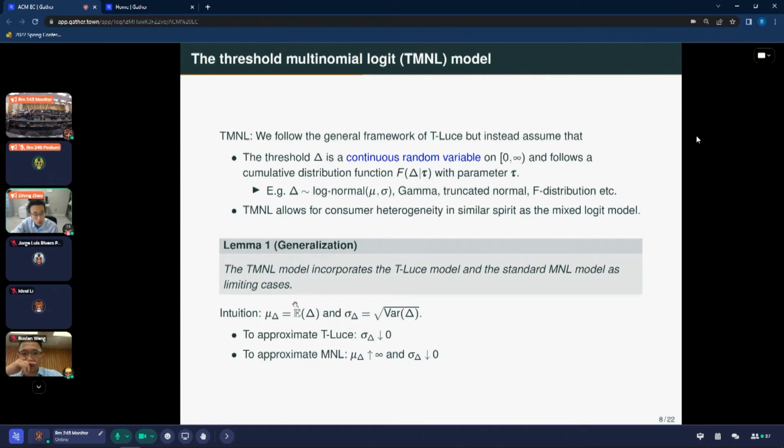You can think this delta is a random delta now, right? If I use mu delta to represent the expectation of delta and sigma delta to represent the standard deviation of delta, the T-loose model basically assumes this delta is fixed. In order to achieve that, I can lower the volatility, or the standard deviation, of this TMNL delta to be 0. And to approximate the MNL model, which means the consumer doesn't do thresholding, I can increase this mu delta to infinity, and at the same time lower the uncertainty, and then I will recover the MNL model.